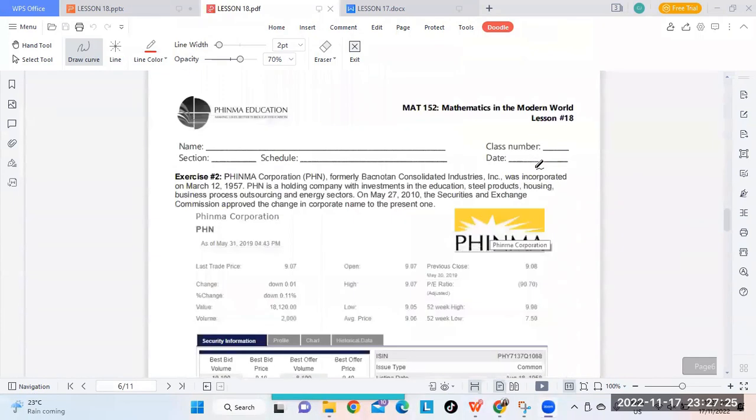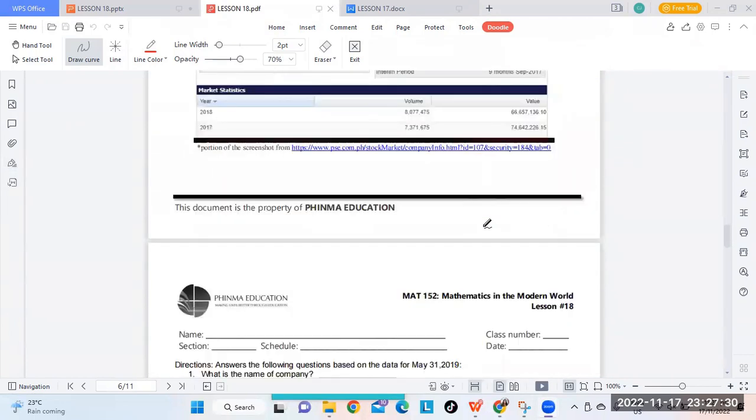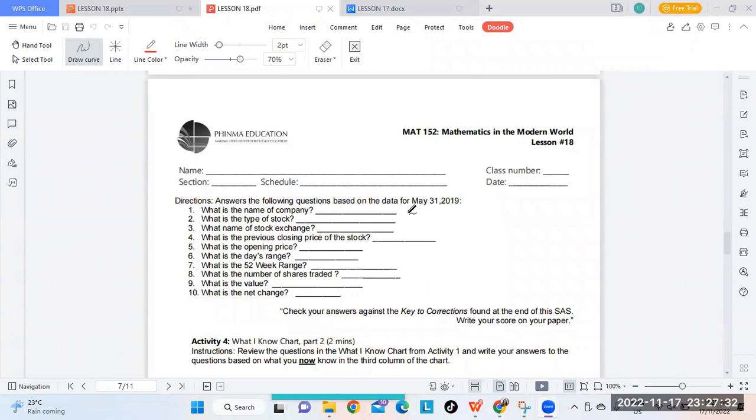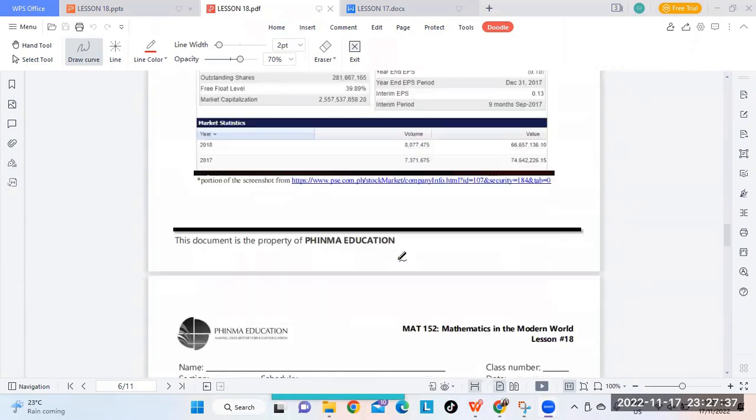Well, now it's your turn to answer exercise number 2. Answer the following questions based on the data for May 31, 2019.